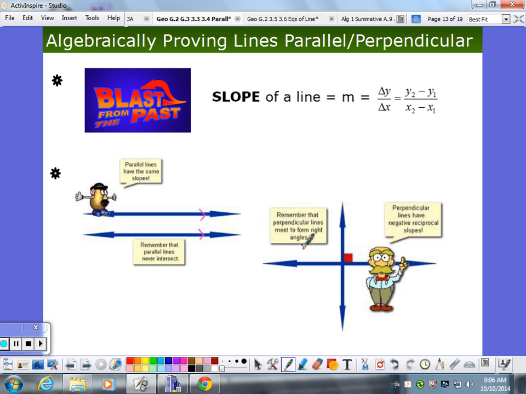The perpendicular lines were maybe a little bit less obvious to see. So if you've got one line here and another line here, the slopes are negative reciprocals. Now, why is this actually a bad example of that? Yeah. What's the slope of this guy?